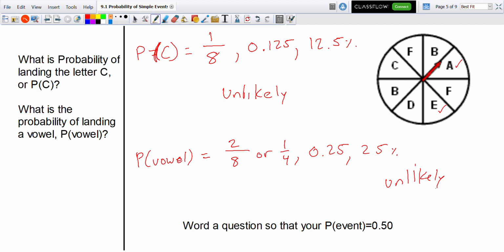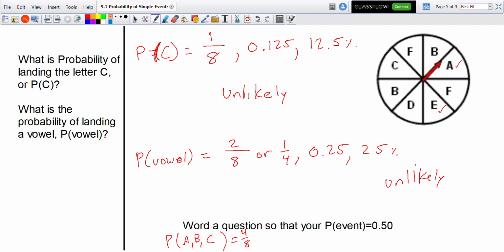Ooh, how could you word a question so that the probability of your event is 50% or 0.5? What could you be looking for to find a 50-50? That could be, let's see, I would need a 4 out of 8, right, for it to be 50-50. So what event would be a 4 out of 8 chances? I have 4 favorable outcomes. Maybe something like A, B, or C.